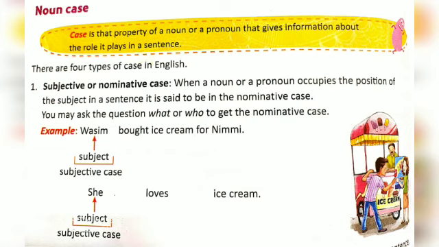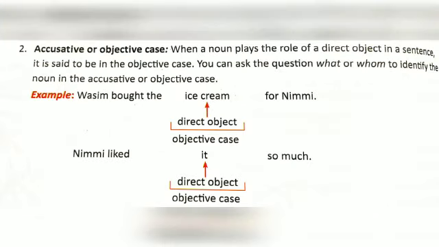Okay. So, she loves ice cream. Here she is the subject. So she is the subjective case here. Okay. So subjective case means that it denotes the subject only. Then the second one, accusative or objective case.